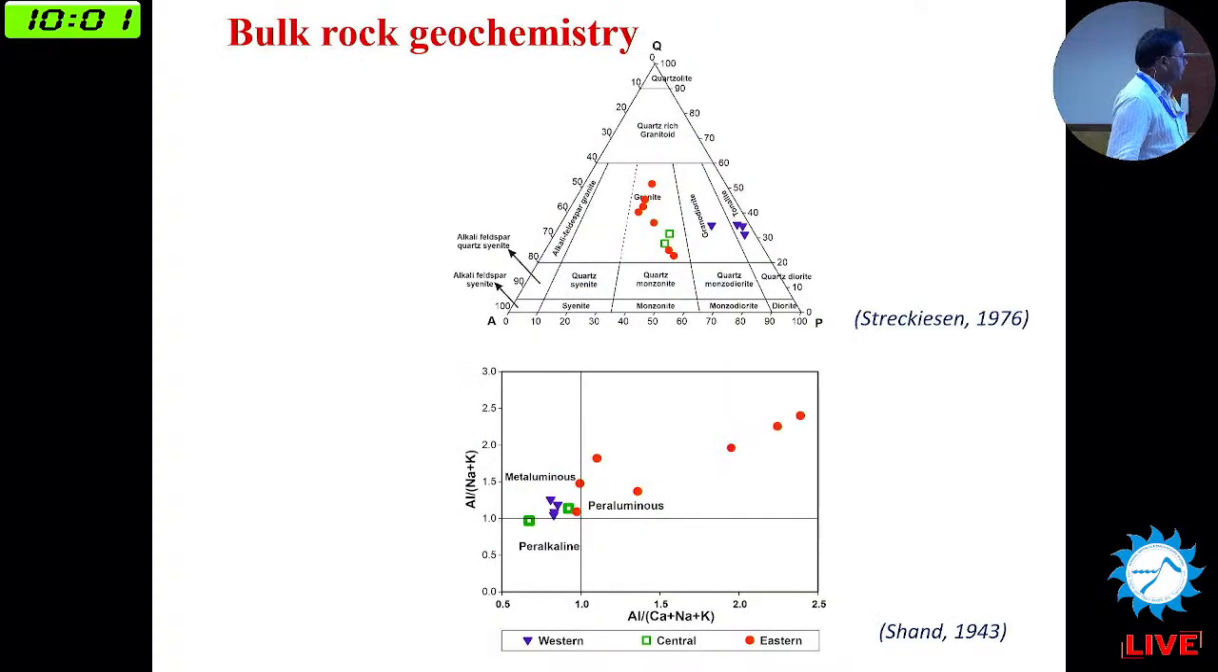Apart from petrography, we had done a little bit of geochemistry for these rocks. Based on the QAP diagram, we divided them, and this TTG is designated as tonalites and granodiorite, whereas the central as well as eastern granites plotted into the granite field. In the alumina saturation index diagram of Shand, the eastern ones are showing paraluminous nature, whereas both central and eastern granites, which are potassic, are falling into the metaluminous field.